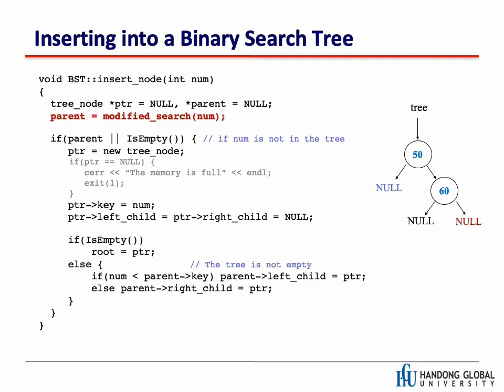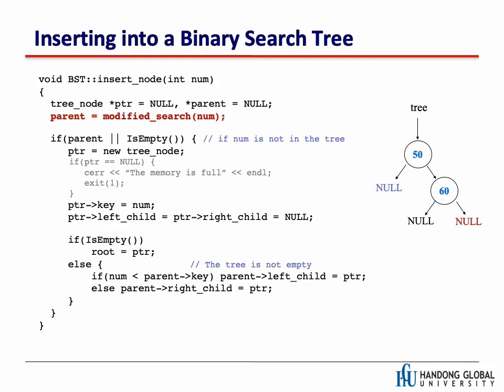Now let's check if it is empty. If it is empty, that means root is a null pointer. Root is a private member of this BST class. Now root will be the PTR, so root is pointing to the new node. Good. That's it. Else means the tree is not empty, and parent is pointing to something. Parent means the right place is the parent.